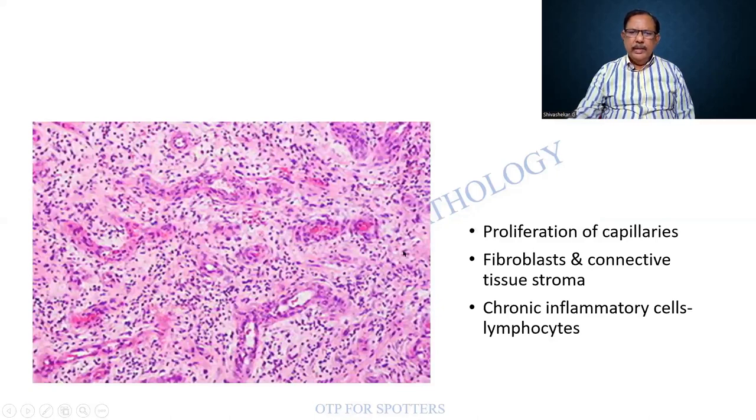Look at this slide. Here again, I am able to see the proliferation of the capillaries. Small caliber blood vessels, no media. Fibroblast and connective tissue. Fibroblast means, look at this one, they are all elongated cells that I can make out. Elongated cells of the fibroblast. And chronic inflammatory cells. Most of them are lymphocytes. Small dark blue dots. So the combination of all these three, capillaries, fibroblasts, and the inflammatory cells together give a diagnosis of a granulation tissue.